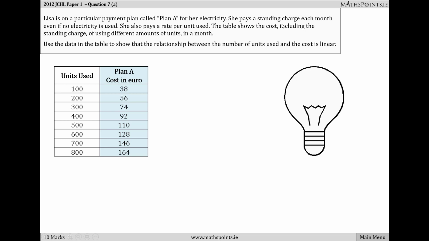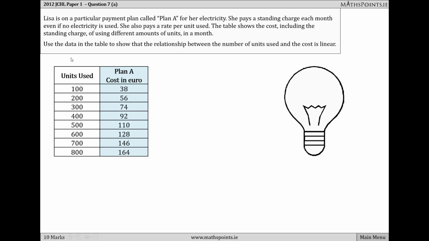She pays a standing charge each month even if no electricity is used. She also pays a rate per unit used. The table shows the cost, including the standing charge, of using different amounts of units in a month. So we can read the table easily enough here. When she uses 100 units, her plan, including the standing charge, is 38. When she uses 300 units, it's 74. When she uses 600 units, it's 128. So all of these amounts in euros on the right hand side, they include the standing charge.